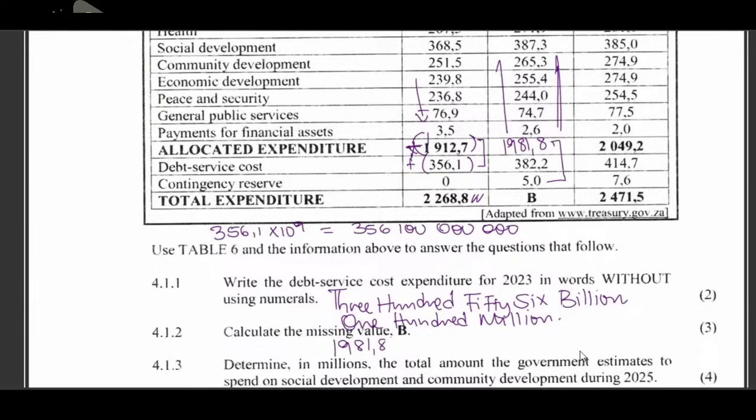1,800 plus our 5 there plus 382,2. What answer do you end up having? 1981,8 plus 5 plus 382,2. So here the answer became 2,369. That's the answer that we have for the value of B.